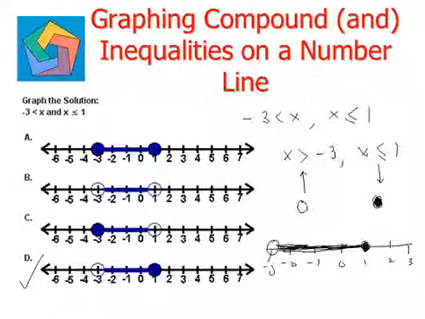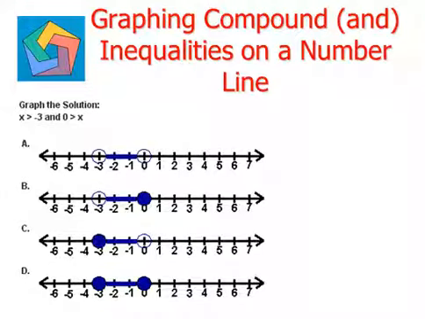Let's try another question. Graph the solution. x is greater than -3 and 0 is greater than x. That is, x is greater than -3 and x is less than 0. Now again the symbols are without the equality sign, that means it will be shown by hollow circles.